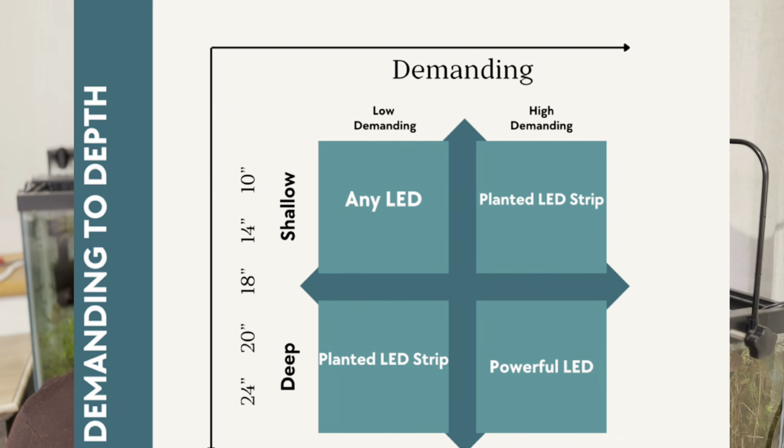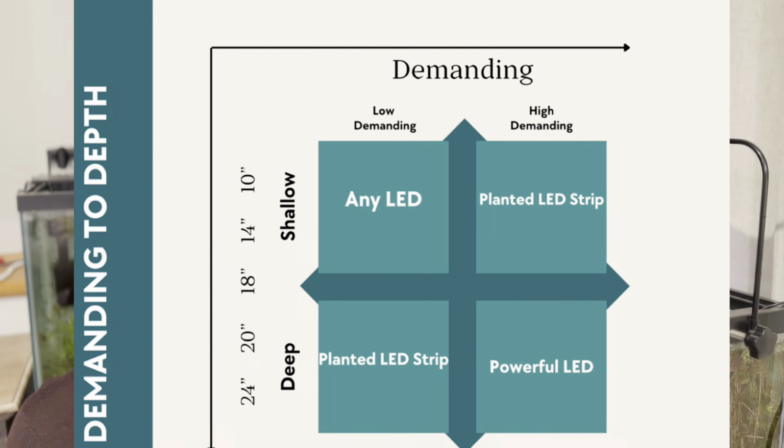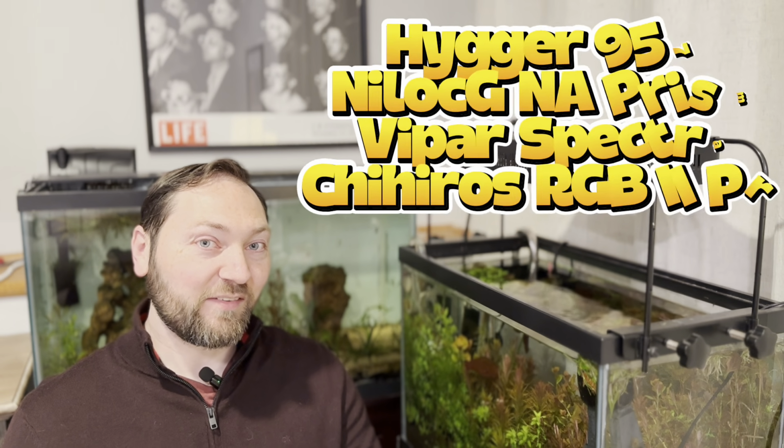If you're trying to grow high light demanding plants and you have a shallow aquarium, those strip LED lights with planted in the name will do just fine if you have only about 12 inches of water depth. If you're trying to grow high light demanding plants and you have a deeper tank, you're going to want a higher powered light. So let's talk about our options when it comes to those lights.